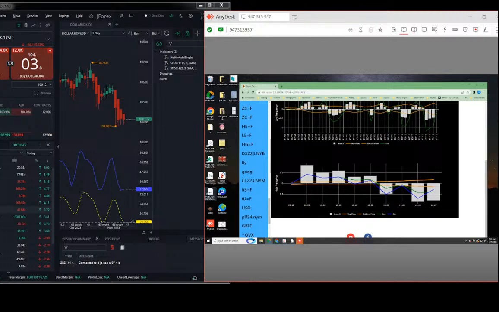You can see right there we got the dollar index. You can see it kind of stalled, down a little bit again. Trading a little underneath the 104 or right at the 104.